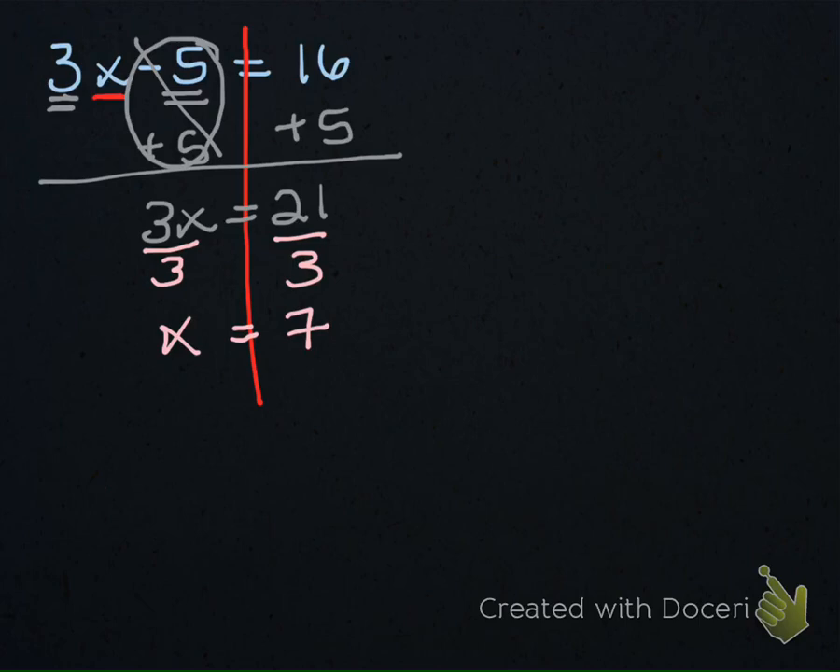Now remember, that's the value that makes this equation true, and so a way that we can check it is to basically say, well, if that x is 7, then 3 times 7 gives me 21, and then 21 take away the 5 gives me 16, which gives me a true statement. So I know that the solution x equals 7 is the correct solution that makes this true.